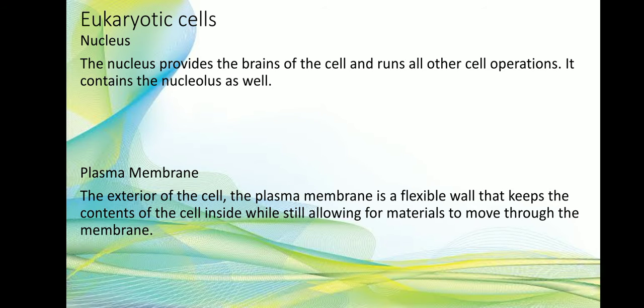In eukaryotic cells, we have the nucleus. The nucleus provides the brain of the cell and runs all other cell operations. It controls and regulates the activities of the cell such as growth and metabolism, and carries the genes structure that contain the hereditary information.